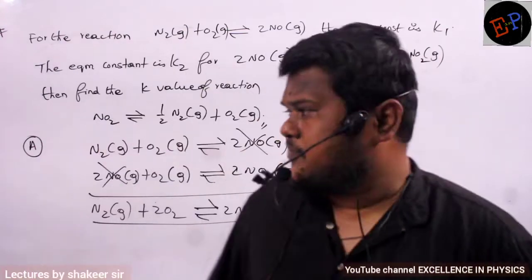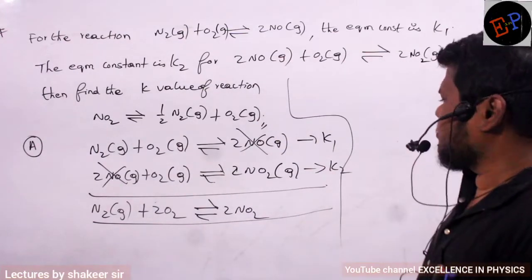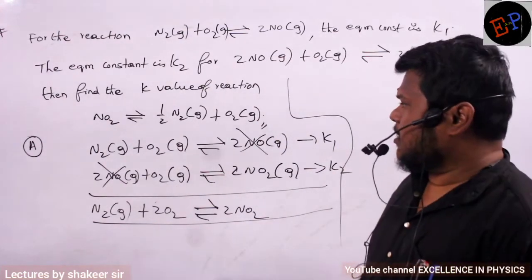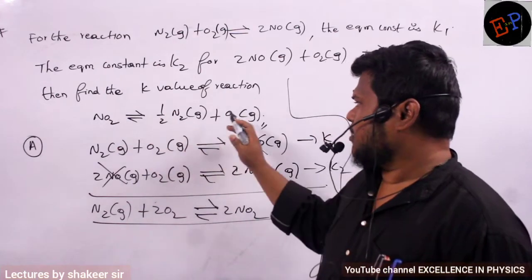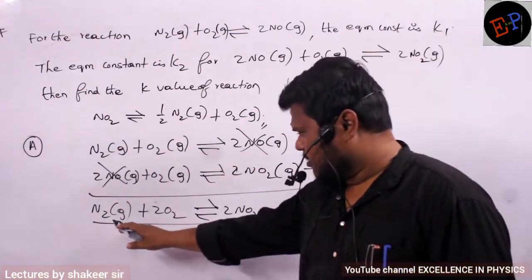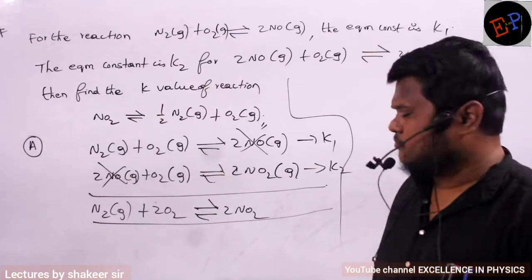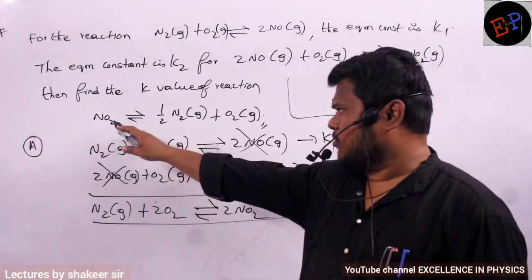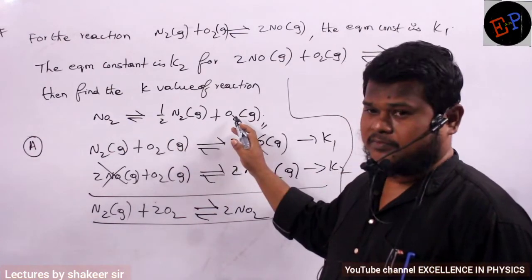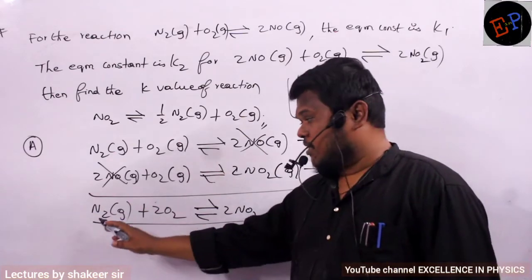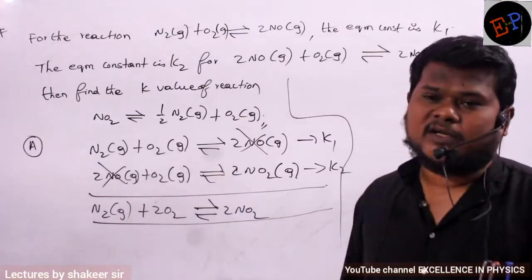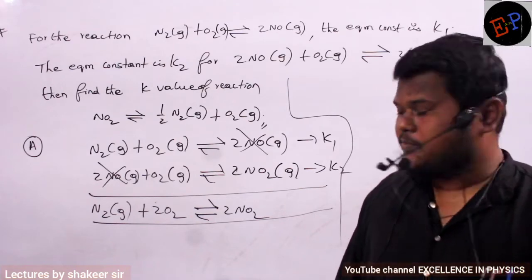Now see what is the reaction. He is asking us to find out the K value. The reaction is NO2 getting converted into nitrogen and oxygen. It means exactly opposite of this reaction. But what is the reaction we got here? Nitrogen and oxygen, if they combine, I will get 2NO2.